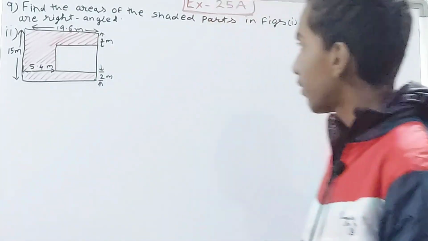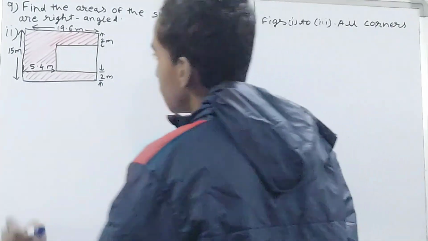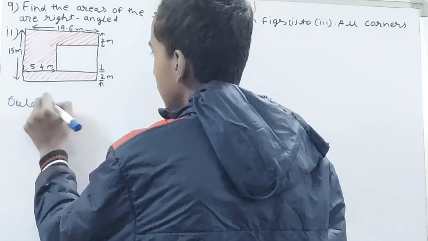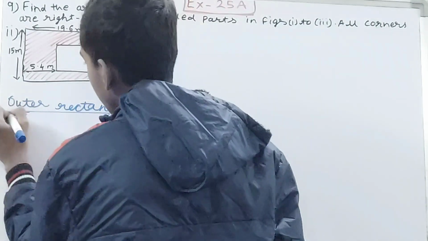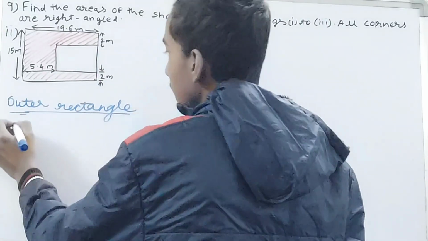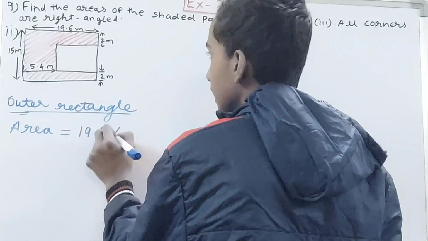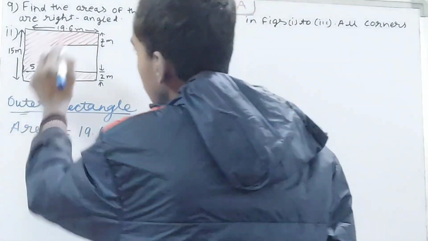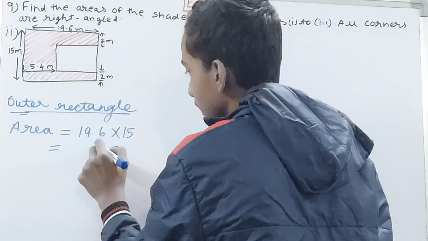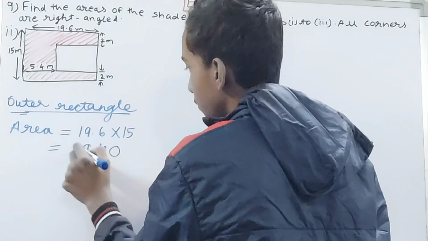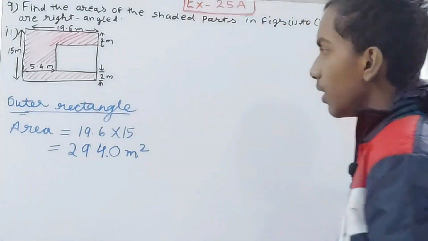Now see the next part. We have again two rectangles, one inside the other. So we have to find the area of the shaded region. First we will come to the outer rectangle. You can do it in any other way also, if you feel like you can calculate the area of the smaller one, totally up to you. So area of the outer rectangle will be very simple, 19.6 into 15, because this is length, this is breadth. So that gives 294 square meters. This is the area of the outer rectangle.